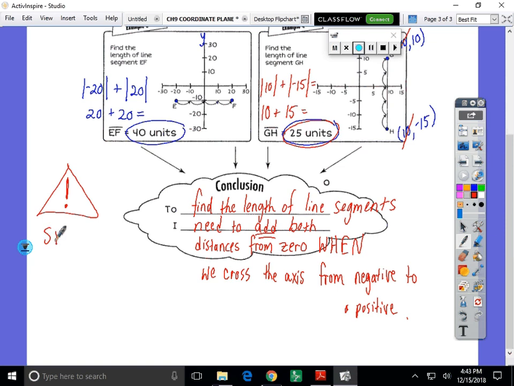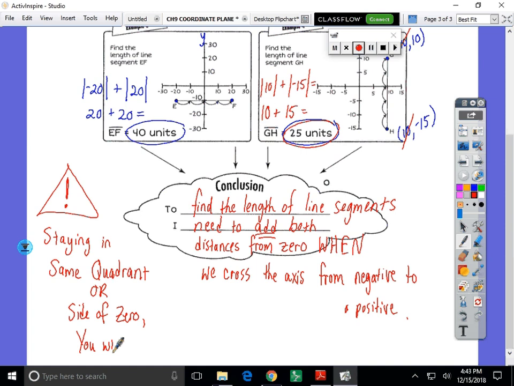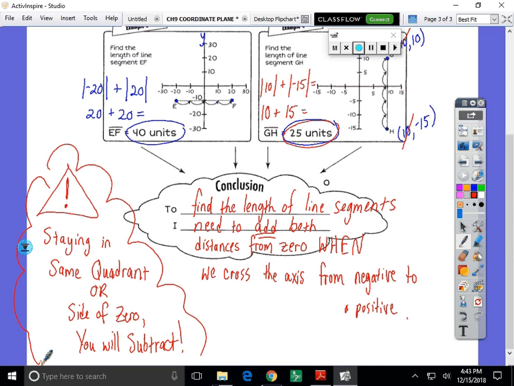If you're staying in the same quadrant, or same side of 0, you will subtract instead. So kind of a caution, an alert, something to think about, which is outside of this math map. Just to kind of sum it up, sometimes you will have to use another strategy.